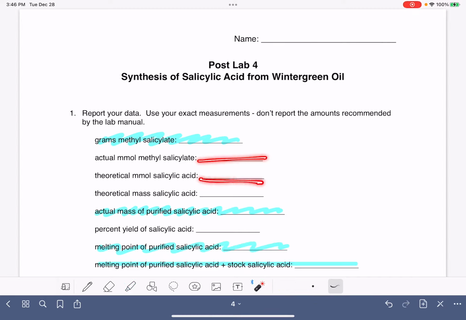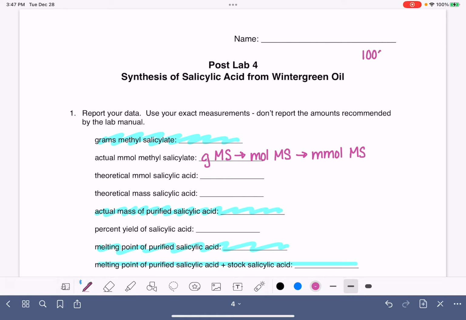The rest of these are going to be things that you need to calculate. So the first one on here is calculating the millimoles of methyl salicylate. To do that, you're going to take your grams of methyl salicylate, convert that into moles of methyl salicylate, doing a gram to mole conversion, and then convert that into millimoles of methyl salicylate. So just as a reminder, 1,000 millimoles is equal to 1 mole.